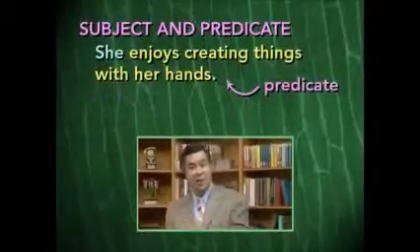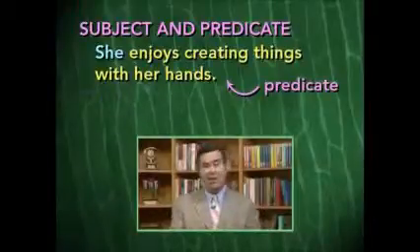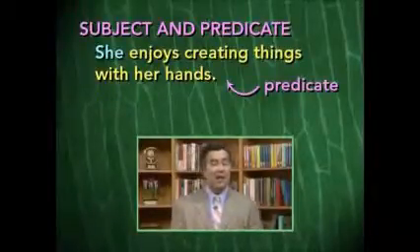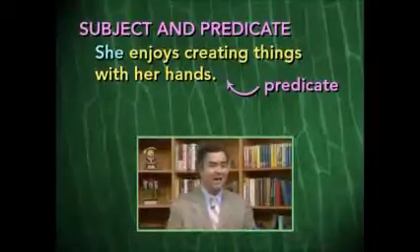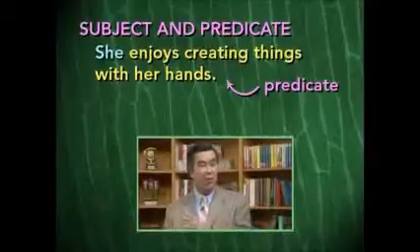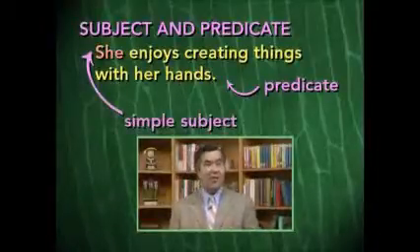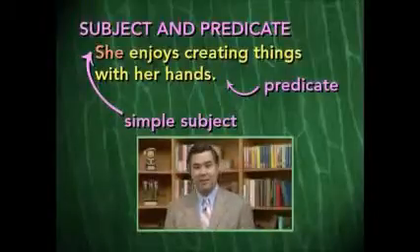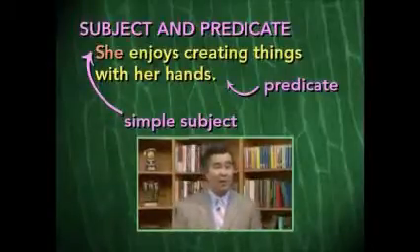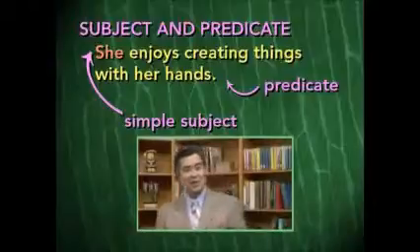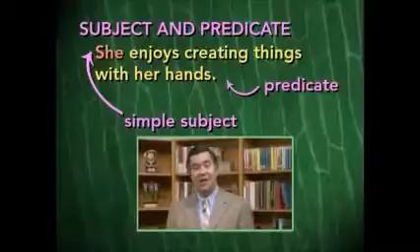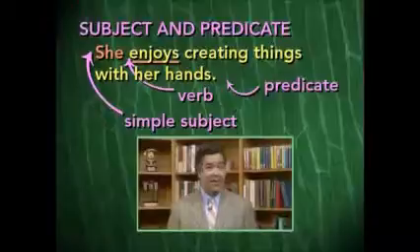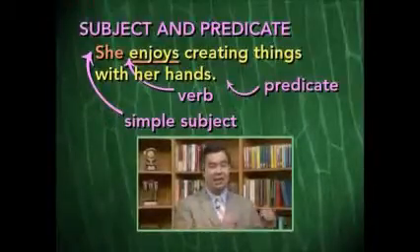It tells us what the subject is or does. The rest of the sentence, enjoys creating things with her hands, tells us something about what the subject does. The subject, she, is one word long, and therefore the subject and the simple subject are exactly the same. Focusing on the predicate for a moment, is there one word there that's most important? The verb, which tells us exactly what the subject does. Yes, the verb, the most important word in the predicate, is enjoys. That tells us exactly what the subject, she, does.